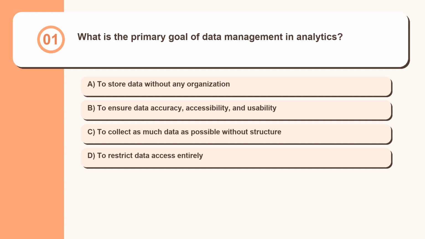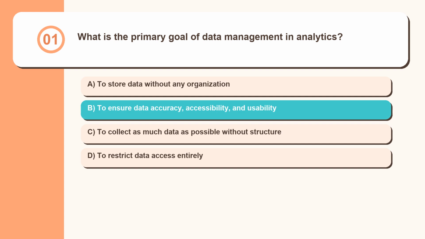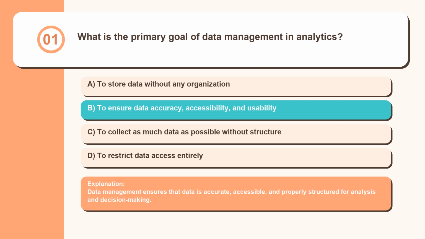Question 1. What is the primary goal of data management and analytics? To store data without any organization, to ensure data accuracy, accessibility, and usability, to collect as much data as possible without structure, to restrict data access entirely. Data management ensures that data is accurate, accessible, and properly structured for analysis and decision-making.